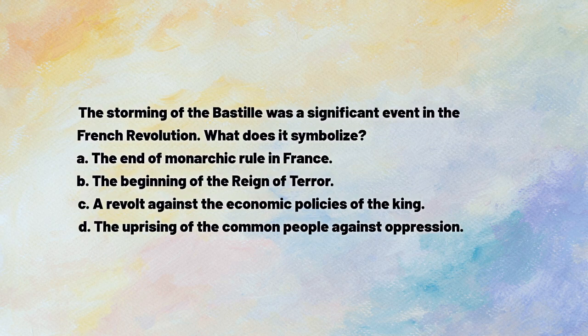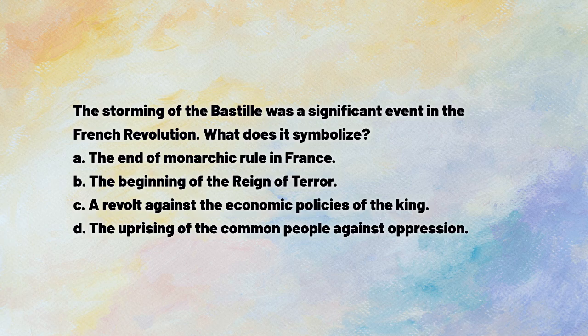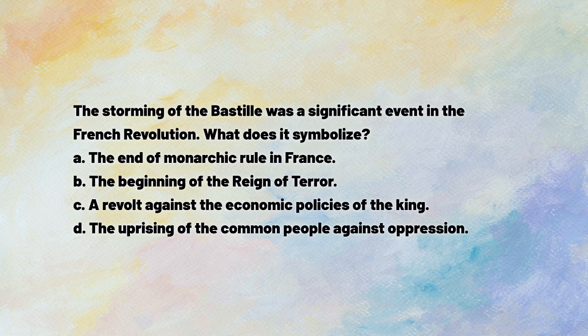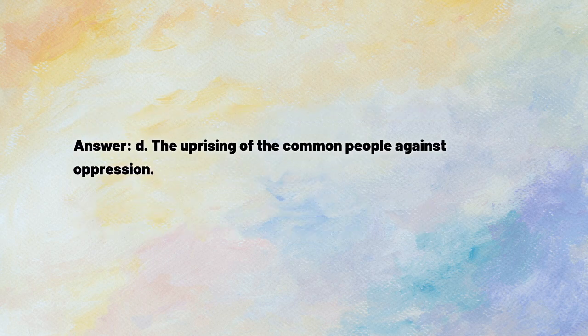The storming of the Bastille was a significant event in the French Revolution. What does it symbolize? A. The end of monarchic rule in France. B. The beginning of the Reign of Terror. C. A revolt against the economic policies of the king. D. The uprising of the common people against oppression. Answer D. The uprising of the common people against oppression.